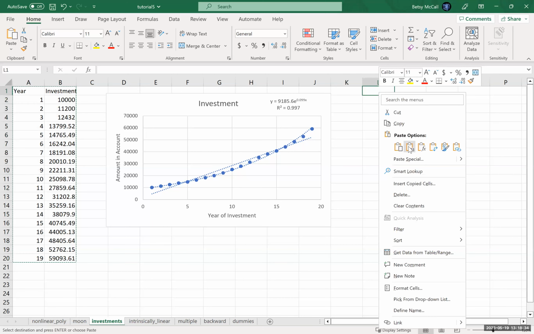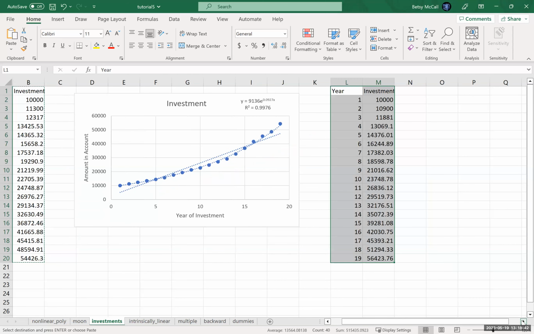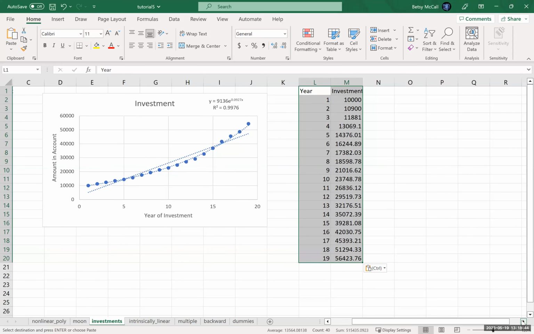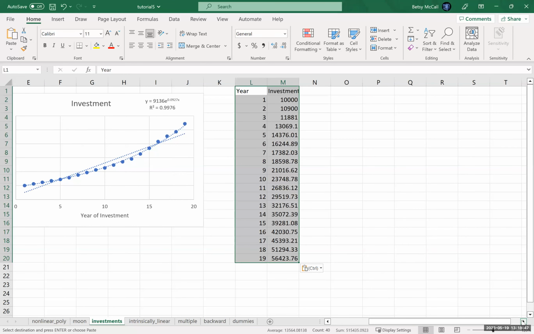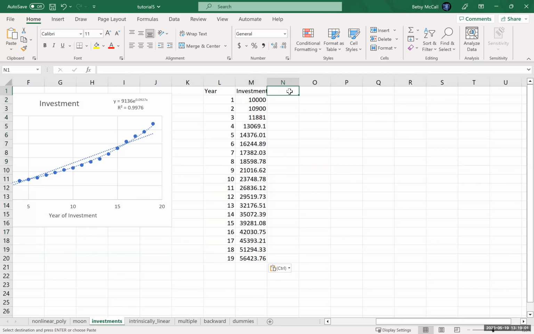And so for that, I am going to copy and paste this data. And I'm going to paste it as values so that it stops updating with the graph every single time, just so that as we do our transformations, it's not constantly updating. All right, so what we're going to do is the exponential model. To make it linear, we're going to need to take the log of the y values. So we're going to call this lny.